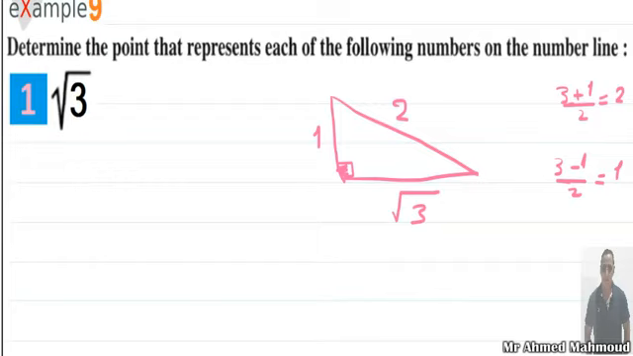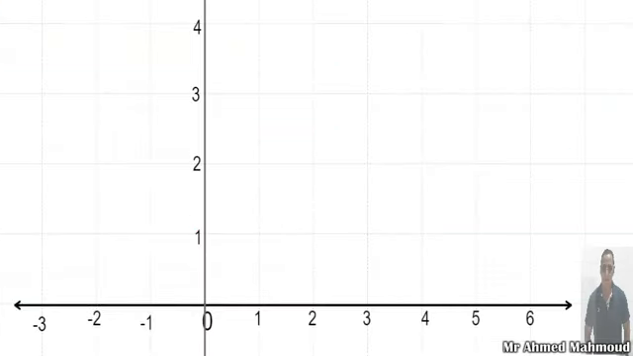Now to represent root 3 on the number line, I'm going to draw a right angle triangle like this. The hypotenuse equals 2 and the side length equals 1. Let's represent this on the number line. The first step, I'm going to draw the number line: 0, 1, 2, 3, 4, 5 and so on. To the left, negative 1, negative 2, negative 3 and so on. Of course I will represent it on graph paper, and I will draw the y-axis like this: 0, 1, 2, 3, 4 and so on. This is the first step.